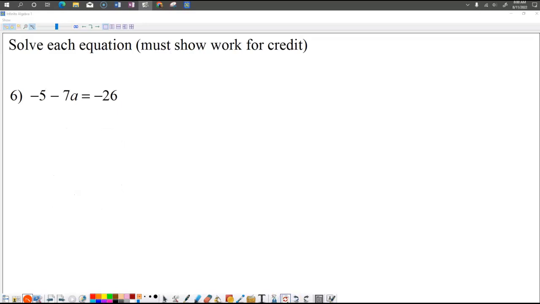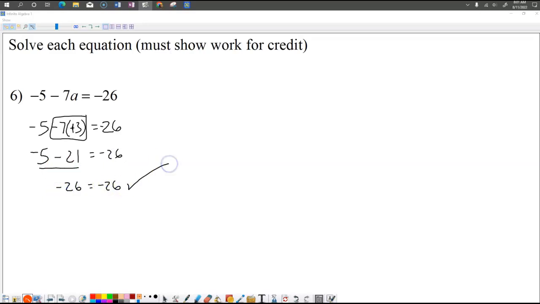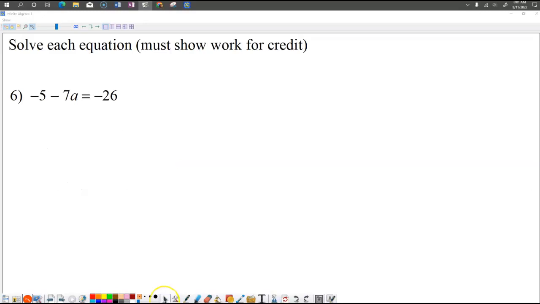You can always check your answers with these problems by plugging them in. You don't have to do this. I think it's positive 3. So I got 3. So I'm going to plug in 3 for a, and we see what we get here. This is negative 5. Negative 7 times 3 is negative 21. And then these two should come together to make that. If you get the same thing on both sides, then you know you got a right. So a must be 3. You don't have to do that last step. That's just a way of showing you how you can check your work.